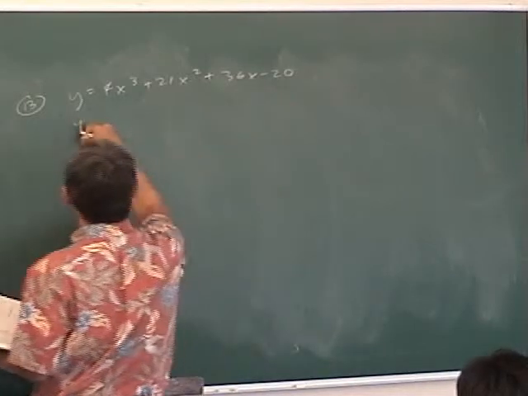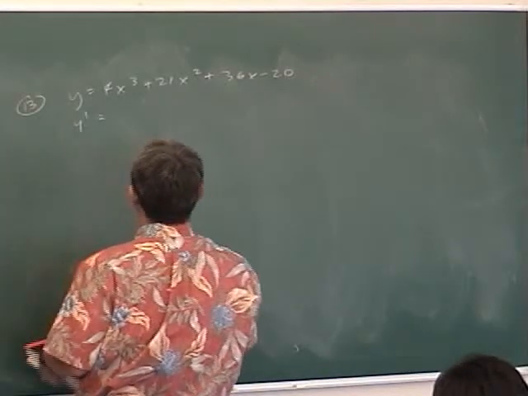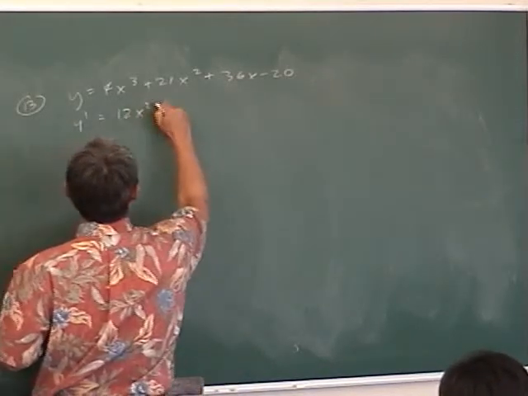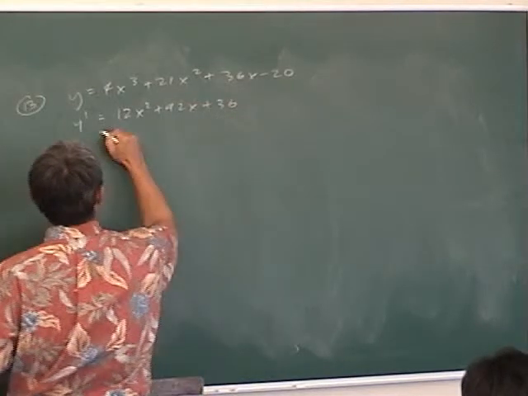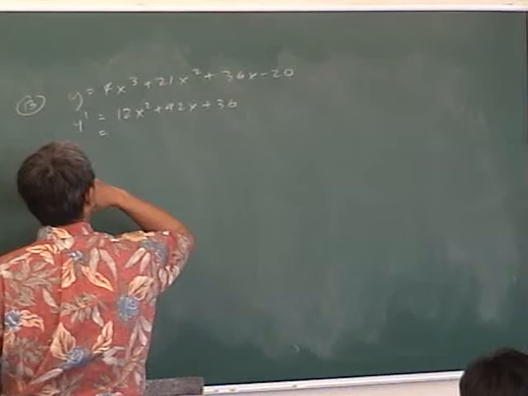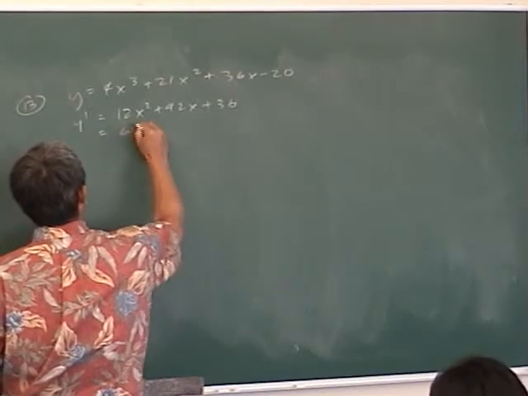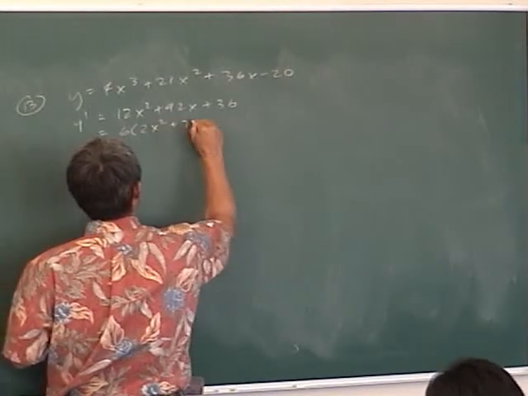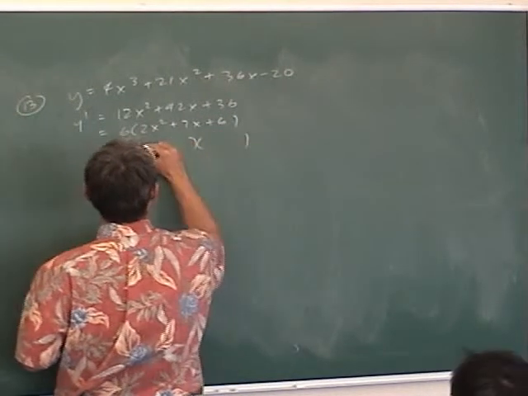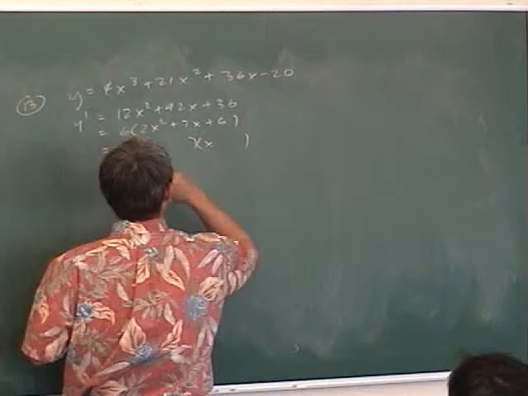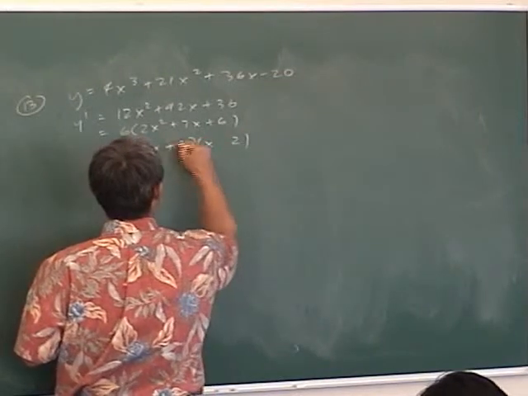Okay, first step, take the derivative. 12x squared plus 42x plus 36. Okay, make a number line for this. So we need to factor. What can I factor out? 6. 2x squared plus 7x plus 6. Is that factorable? Yes, because that's why I assigned it. 2x and x, 2 and 3, plus and plus.